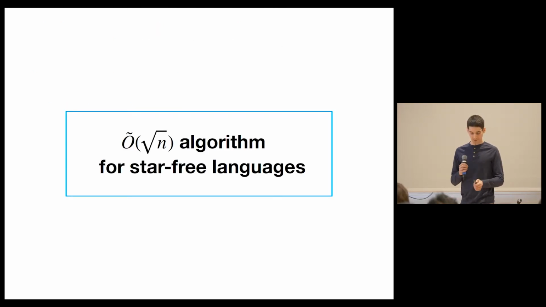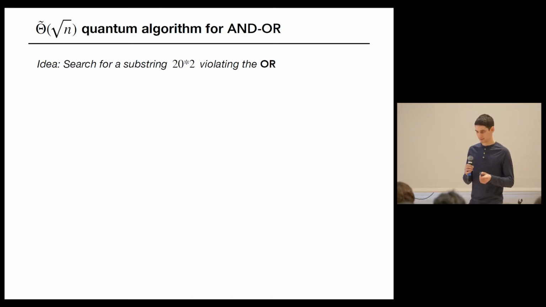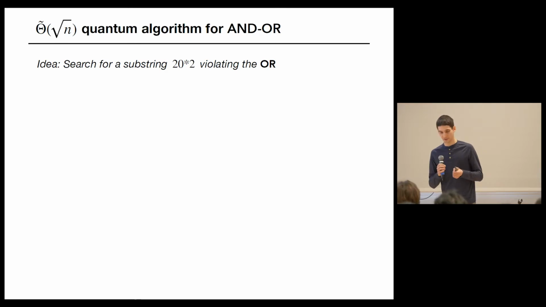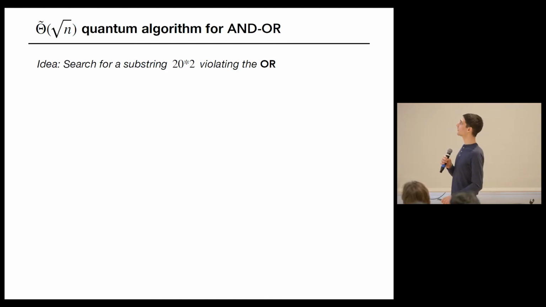Okay, so now let's talk about the square root n algorithm for star-free languages. And let's start with the AND-OR language that we saw before. And so the idea, to remind you, is that in the AND-OR language, we have these 2s, and between every two 2s, we must have a 1, right? So to solve the problem, we might think, okay, let's search for some violation. So let's search for a pair of 2s such that everything in between them is zeros.